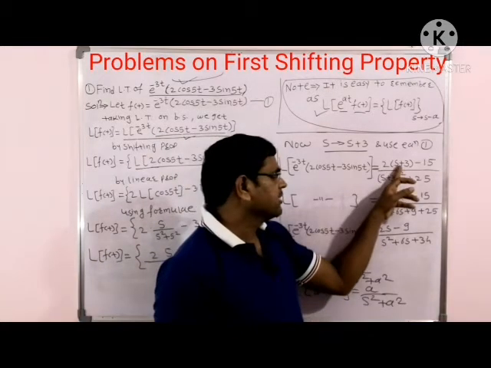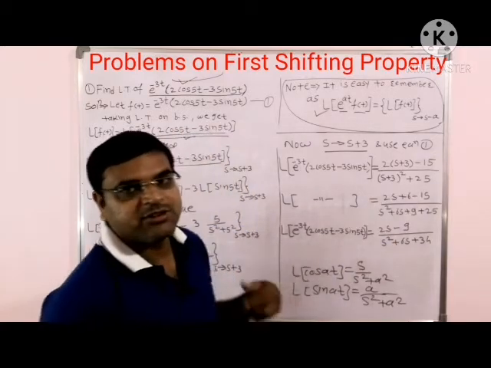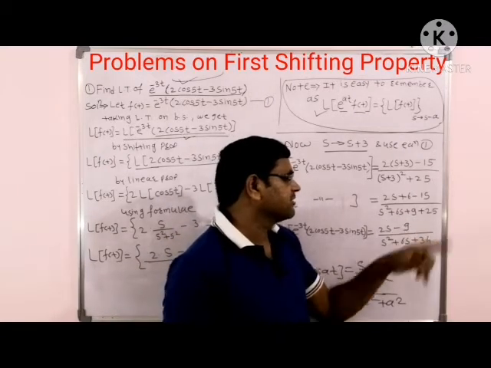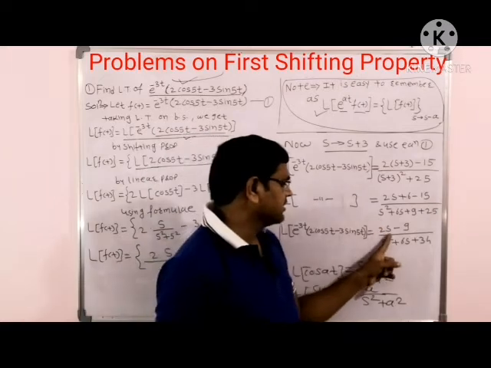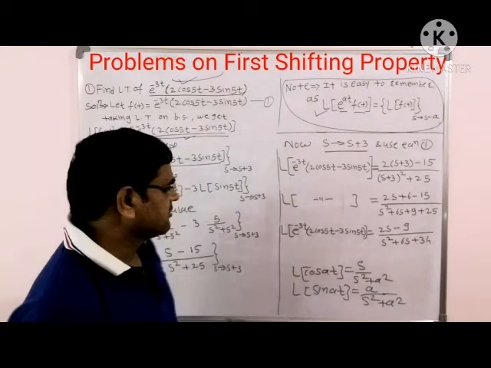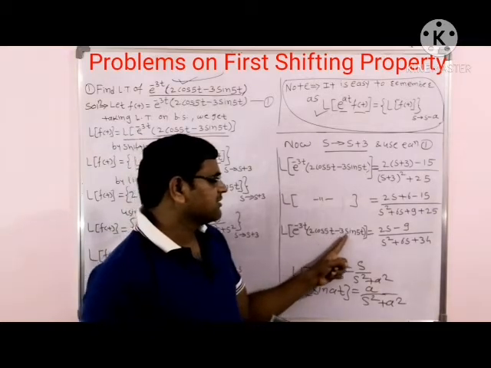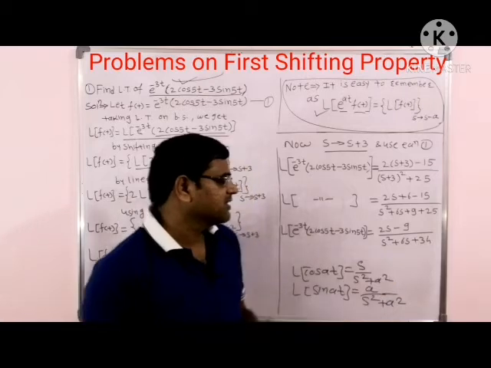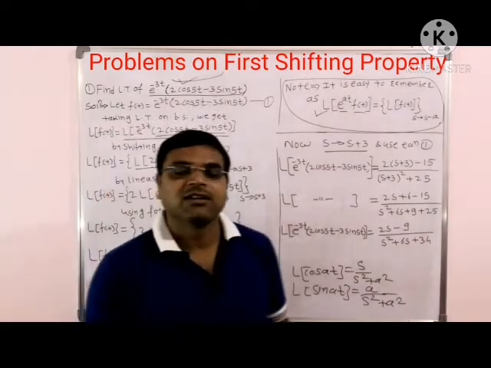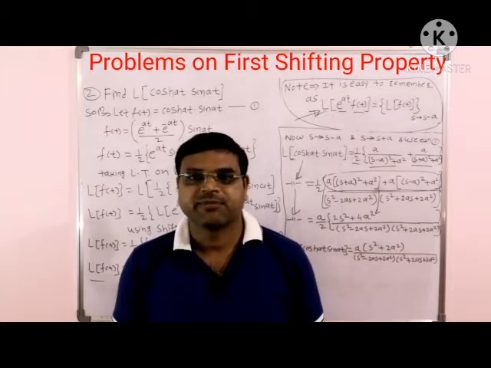So simplify: 2s plus 6 minus 15, divided by (a plus b) whole square, that is a square plus 2ab plus b square, that is s square plus 6s plus 9 plus 25. So this can be written as (2s minus 9) divided by (s square plus 6s plus 34). So the Laplace transform of e raised to power minus 3t into (2 cos 5t minus 3 sin 5t) is (2s minus 9) divided by (s square plus 6s plus 34). So this is a simple example on the shifting property. Now we will see the second problem on the shifting property.